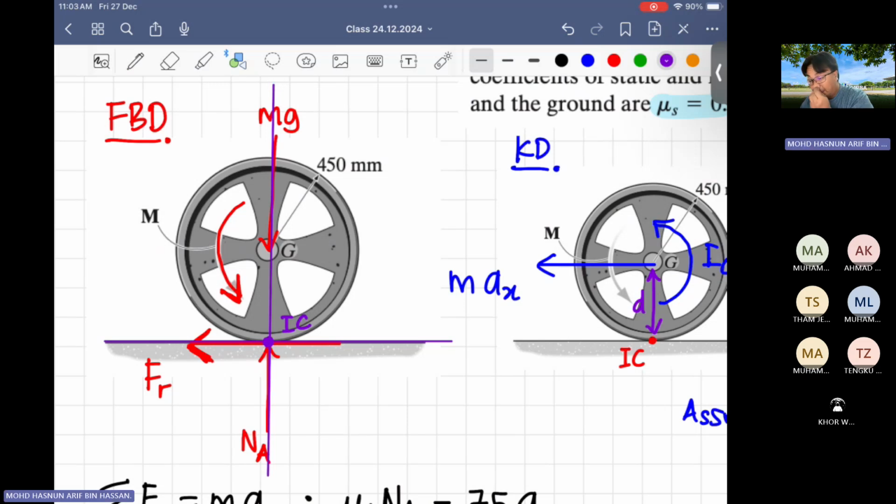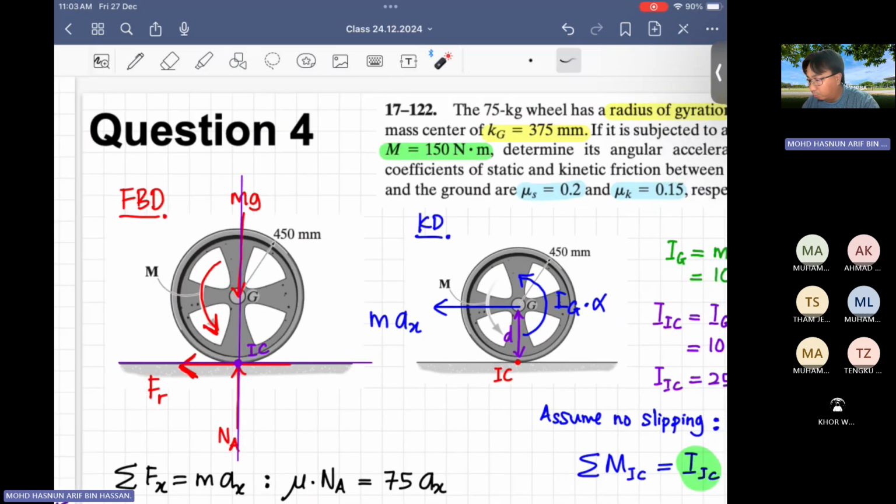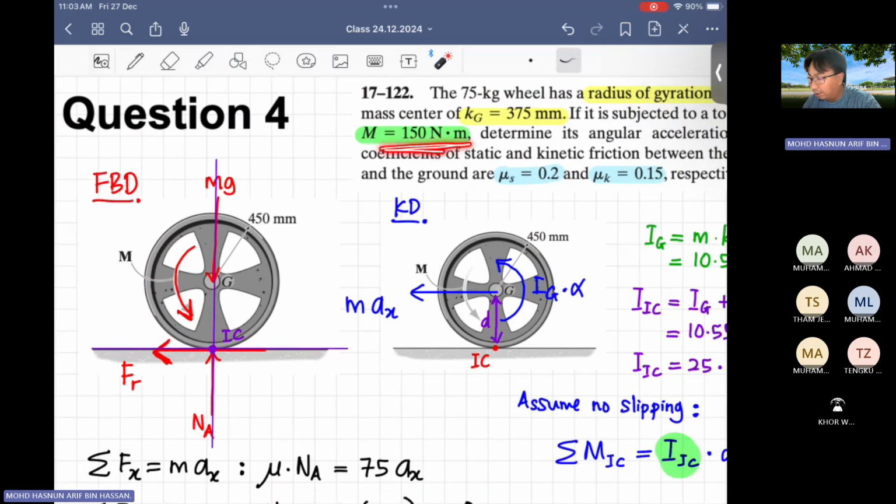the force that falls on the line will not have moment about point IC. So in this case, you can see that mg, Na, and also the friction, all three forces fall on the line that passes through IC, the vertical line as well as the horizontal line. So the only force that has moment about IC is the torque, the moment. The moment given here is 150 Newton meters.